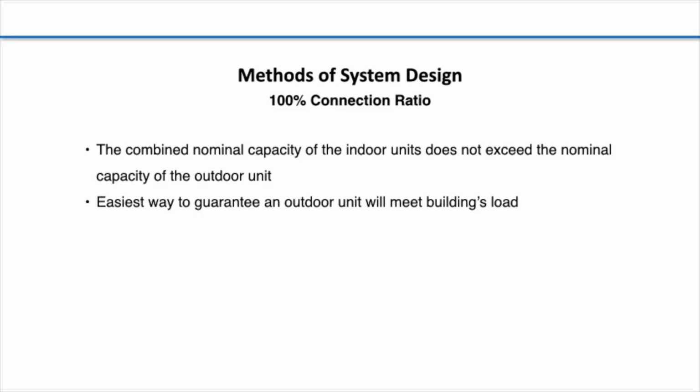This means that you'll take a look at the peak loads in each zone, and you'll pick the nominal capacity of the fan coil that will cover that zone's peak load, and then you'll take the sum of those nominal capacities and simply match it to the outdoor unit. This is the easiest way to guarantee that an outdoor unit will meet the building's load.